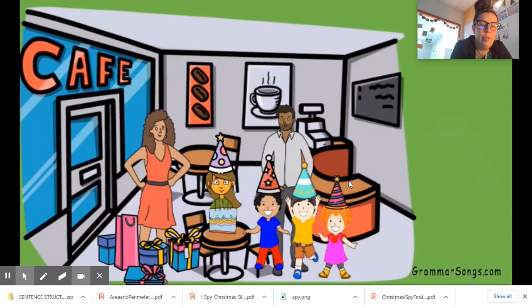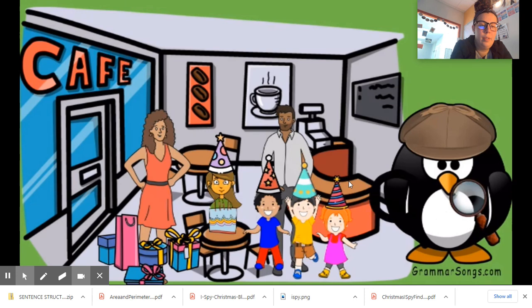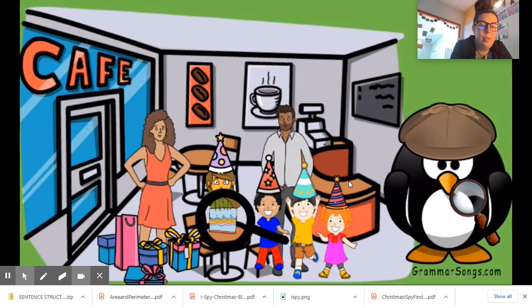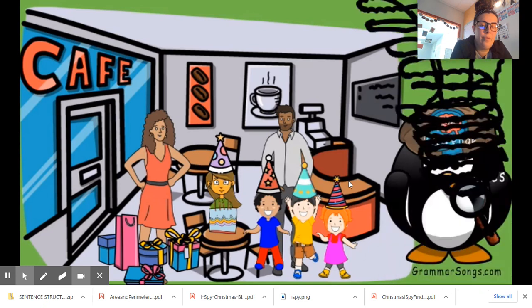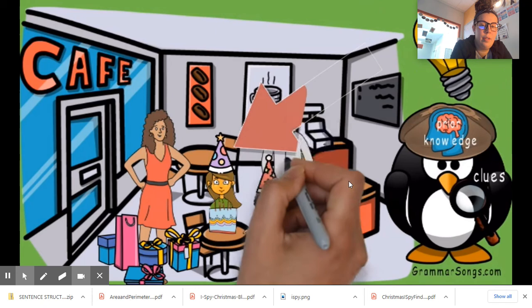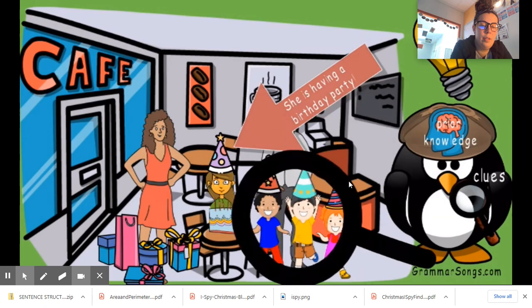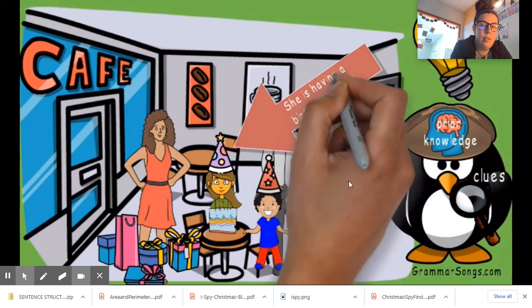What inference could you make if you walked into this cafe, Detective Waddle? What clues do you see? I see party hats. I see presents. I see happy children. And I see a cake with candles. So, Detective Waddle, what inference would you make? Use the clues you see and your prior knowledge to form an idea. I know, she is having a birthday party. The clues are the hats, the presents, the friends, and the cake. My prior knowledge tells me that the birthday girl is the one who will blow out the candles. My idea or inference is that she is having a birthday party.